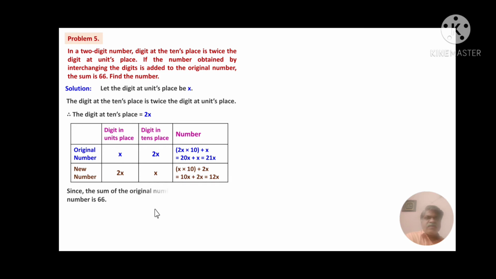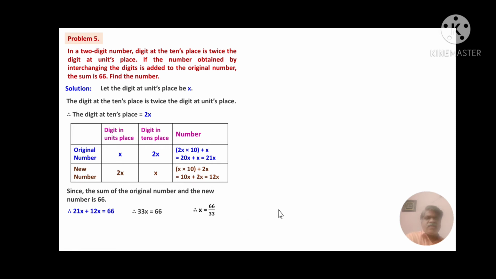Since the sum of the original number and the new number is 66, these are the two numbers, 21x and 12x. Therefore we can write 21x plus 12x is equal to 66. On the left hand side, the addition is 33x is equal to 66. Divide both sides by 33, or you may take 33 to the right hand side, where it will be divided.